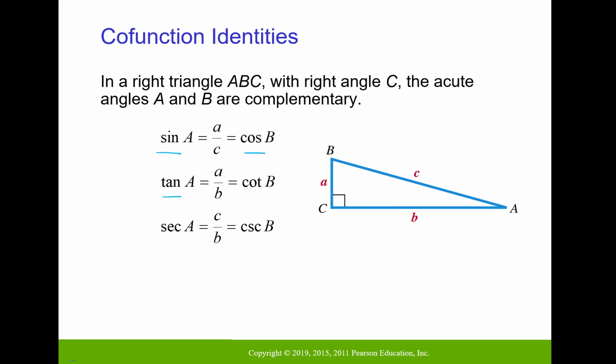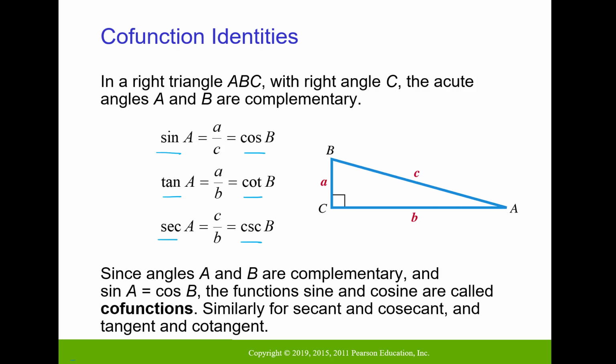Tangent, the cofunction is cotangent, and then secant, the cofunction is cosecant. And so what happens with the cofunctions is that if you take complementary angles, so that's angles that add up to 90 degrees, then your function values are going to be equal if you plug in the complementary angles. So let me rephrase that for you.